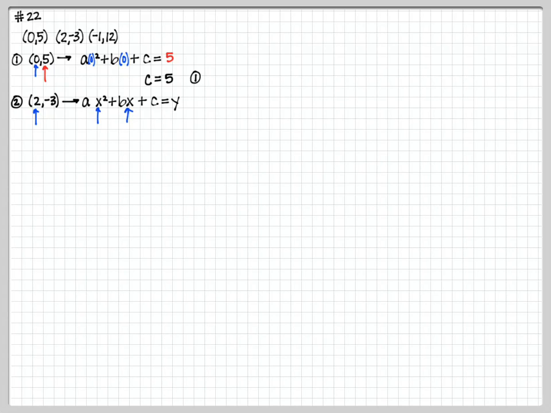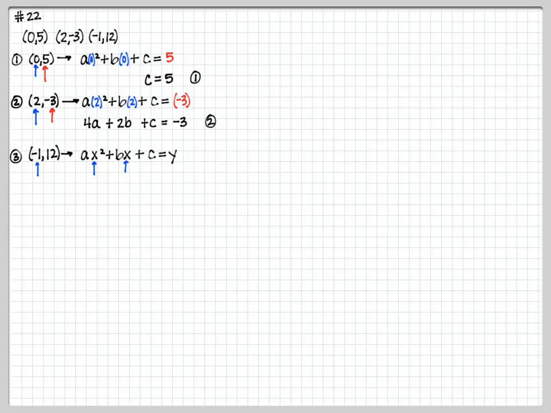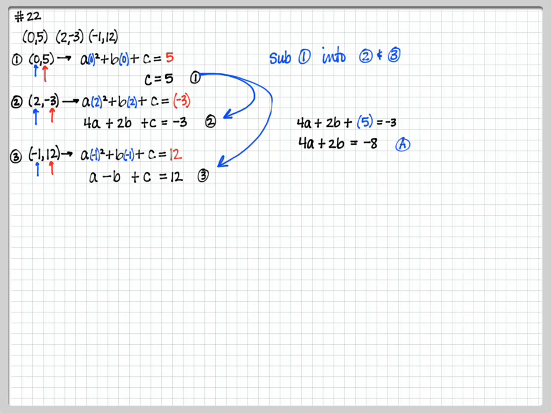I use the second point and do the same process and come up with the second equation using the point 2 comma negative 3. And with the third point, negative 1 comma 12, plug it into the quadratic equation and simplify. Now I have 3 equations with 3 unknowns, a, b, and c. So I'm going to take that equation 1 where I have c equals 5, plugging it into equations 2 and 3, and then simplifying. I get the 2 equations a and b.